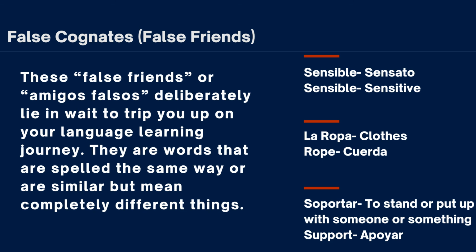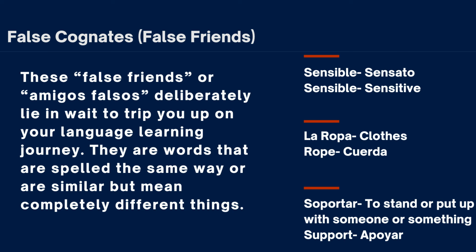Some other false friends are sensible and sensible. Both of these words are spelled exactly the same, but they mean completely different things. Being sensible is a good thing in English. It will mean sensato in Spanish. But being sensible in Spanish can sometimes backfire because this in English will mean sensitive. Okay? Some other false friends are la ropa and rope. We must be careful not to confuse these two words. The word ropa means clothes, and it is also etymologically connected to the English word robe. Now, if it's a rope that you need though, then cuerda is the word you're looking for. So, la ropa, clothes. La cuerda, the rope.